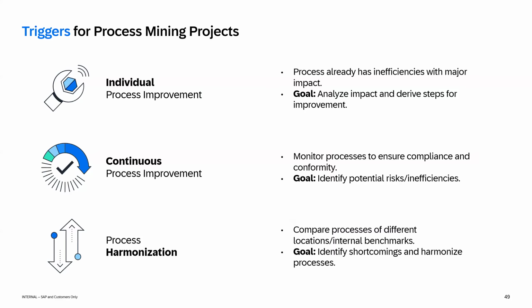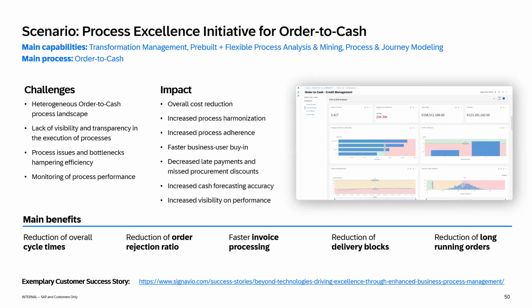I mentioned process harmonization. So you have different locations, different regions. So you might want to harmonize those processes, and this can be useful to compare and contrast those different regions. You have the continuous monitoring. Then you can have these one-off investigations as well. We do have these success stories about, for example, order to cash, where you have the challenges and the impact, and where you had the increased cash forecasting accuracy and visibility on performance and cost reduction as some of the benefits.